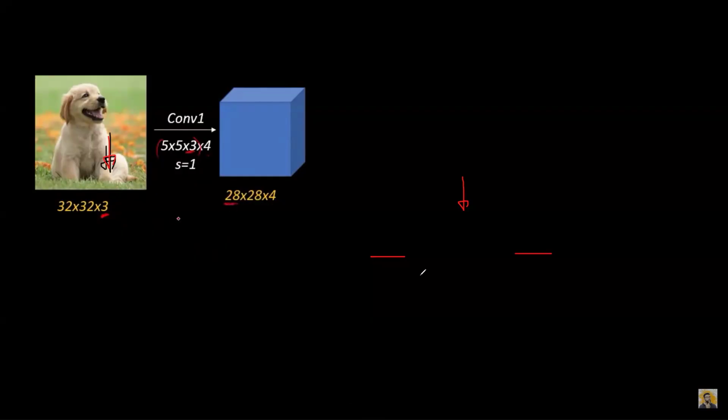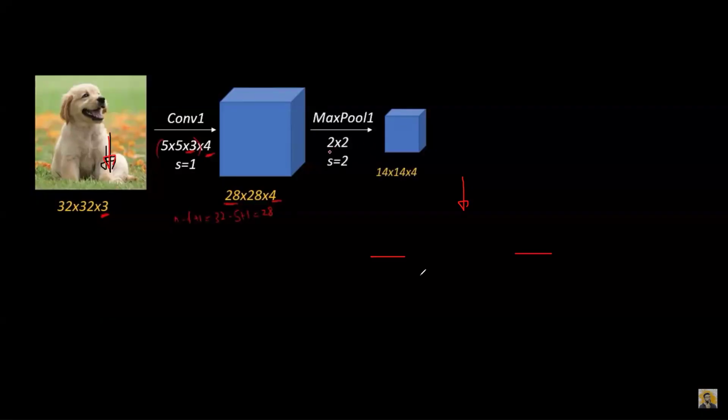This 28 here is nothing but n minus f plus 1, which is equal to 32 minus 5 plus 1, which is equal to 28. And as we are using 4 filters, we will get this 4-dimensional output. Now, after convolving this image, we pass it to a max pooling layer. Let's say we are using max pooling with filter size 2 cross 2 and stride 2. Thus the dimension will become half. So here 28 by 28 will become 14 by 14, and the number of channels will remain the same.